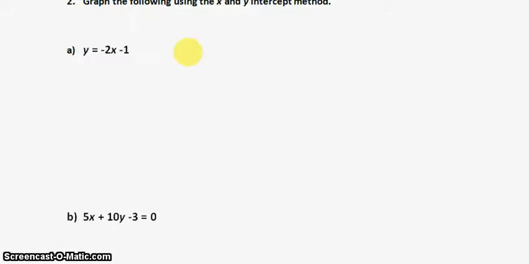Now, with x and y intercept method, it's helpful to get one variable by itself. Okay, this one's easy because it's got y there. This one needs a bit of work to get either x or y by itself, but basically what you're doing is you're going to substitute to get 1.